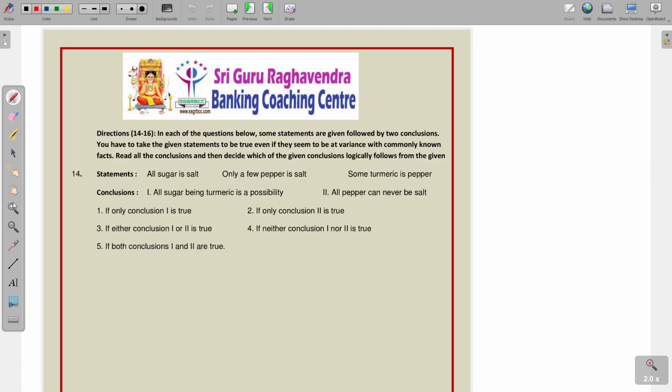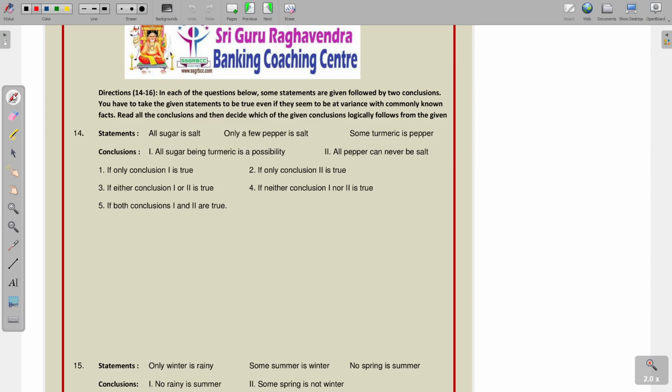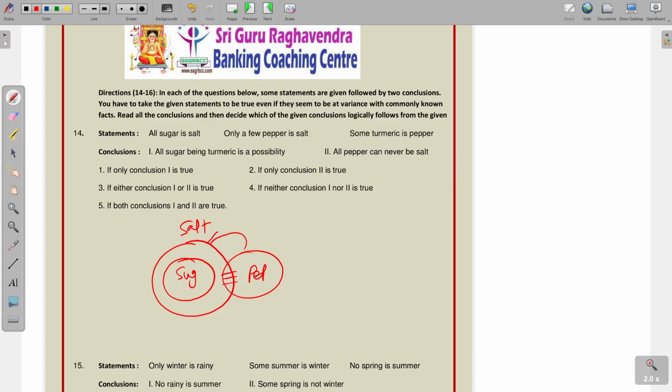Question number 14, syllogism. See the first one. All sugar is salt. Next, only a few pepper is salt. Some turmeric is pepper. All sugar being turmeric is a possibility. So all sugar here and turmeric here. So all sugar being turmeric. So between these statements only some is following.